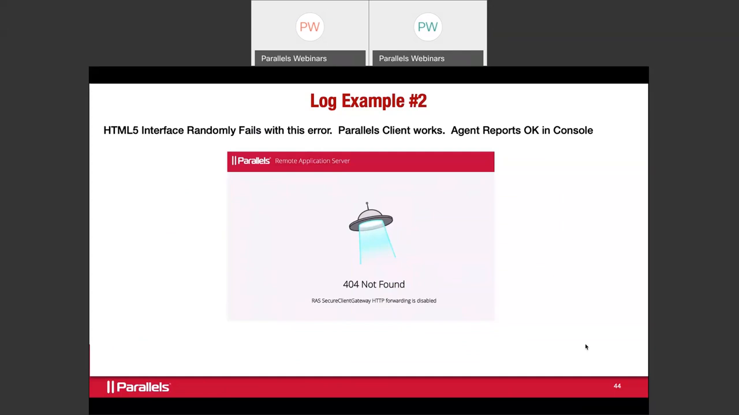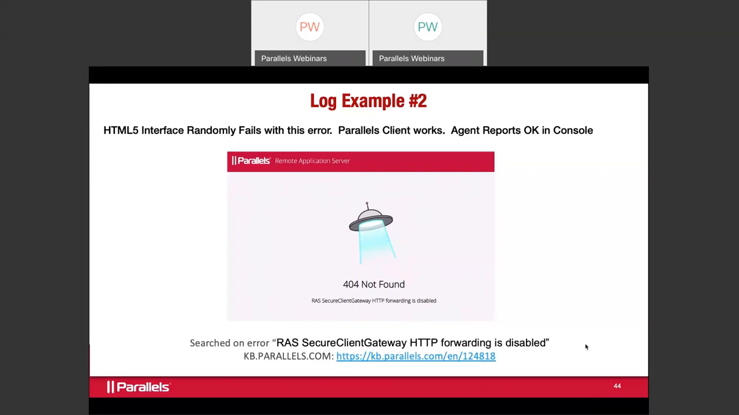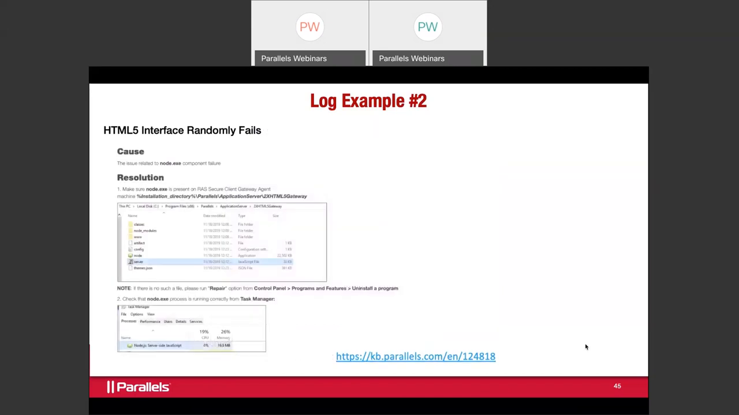The agents all reported okay in the console. So I took a little bit of a shortcut on this one. I actually grabbed that error at the bottom. 404 not found is not helpful, but RAS Secure Client Gateway HTTP forwarding is disabled. And I plugged that into our online knowledge base, and what do you know? I came up with a knowledge base article. So I go to the article and see what's going on, and it says, oh, well, you've got this component called node.exe, and it should be running in Task Manager and present on the server.